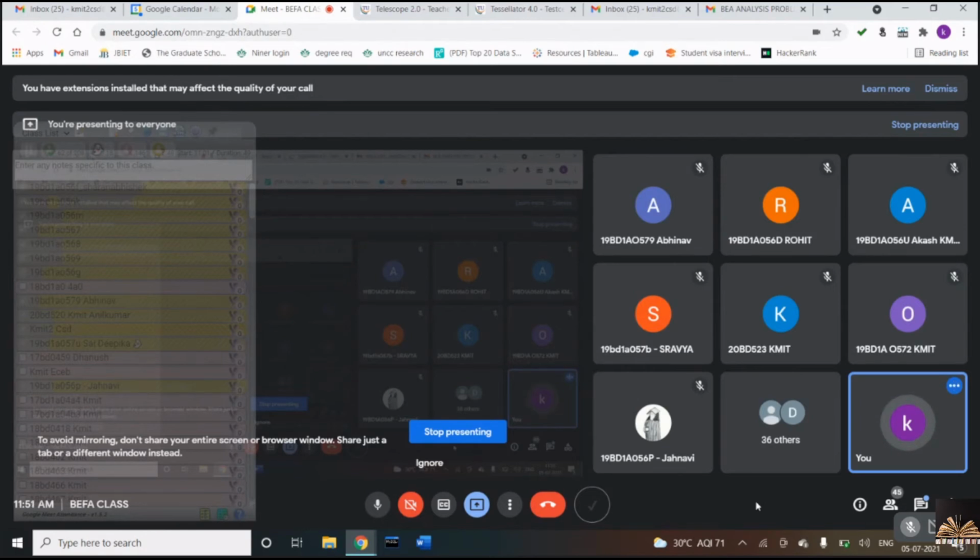When variable cost per unit is not given at all, this is the formula: change in net profit divided by change in sales into 100. Is it clear, Nana?